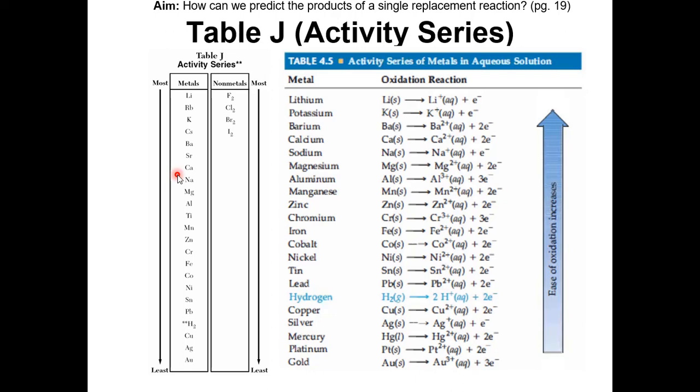You can only compare elements within the same column. For example, this is the metal column besides hydrogen, and these are the nonmetals column. On top of the column is the most active. On the bottom of the column is the least active. Here is the activity series table from your textbook of the metals in aqueous conditions. So you can see that each metal is losing electrons. The faster it does that, the more active the metal is. We will come back to oxidation reactions in Unit 14.